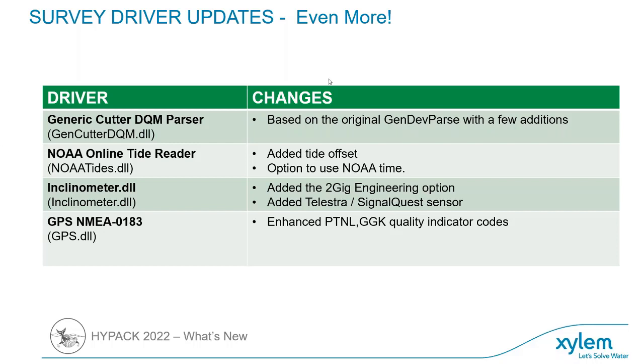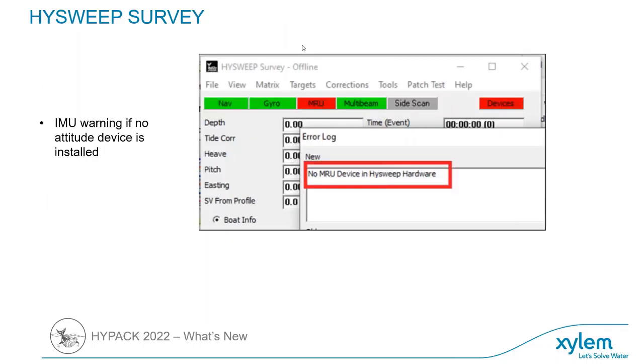I'm excited, and I know all the dredgers are out there. The last 2 slides have shown a bunch of drivers. The DQM mechanical on the previous one, that's for our crane setups. And again, we added the US Digital T7 sensor. And then to add this Telestra SignalQuest sensor is really nice for the inclinometer driver, and eventually for use with excavators too. It's a very rugged system, and Telestra has engineered that. So kudos to them. HYSWEEP survey.